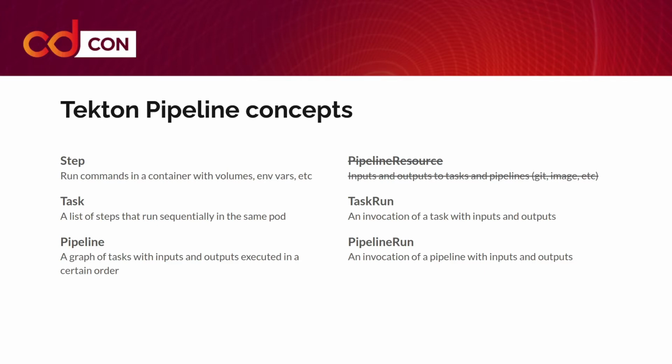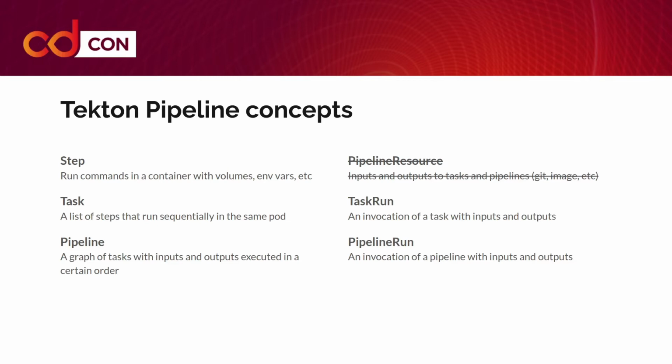After the step, there is the task. A task is just a list of steps that will run sequentially, right now in the same pod. So you can use volumes between steps to exchange data, because each step is its own container with its own image, etc. And finally, you have the pipeline, which is a graph of tasks with some inputs and outputs. Inputs and outputs could be pipeline resources, but they are deprecated, or could be workspaces, parameters, secrets, etc.